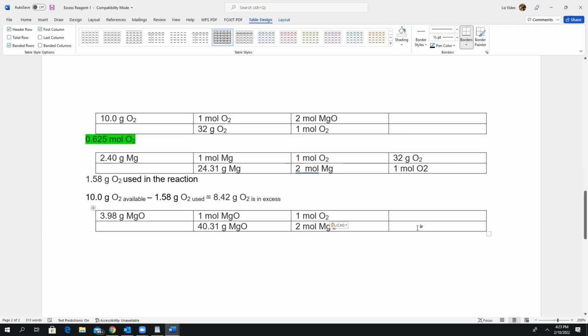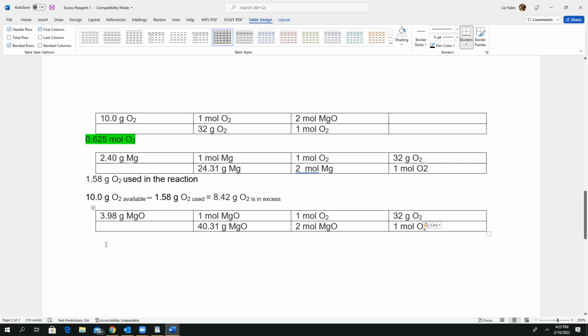Now we can do the same thing, and you're going to see we're going to end up with the same number. Should be 1.58. We'll see. So 1 mole of O2 is equal to 32 grams of O2. If we do multiplication and division, we should get the same exact number. 3.98 times 32 divided by 40.31 times 2. And I get 1.58.